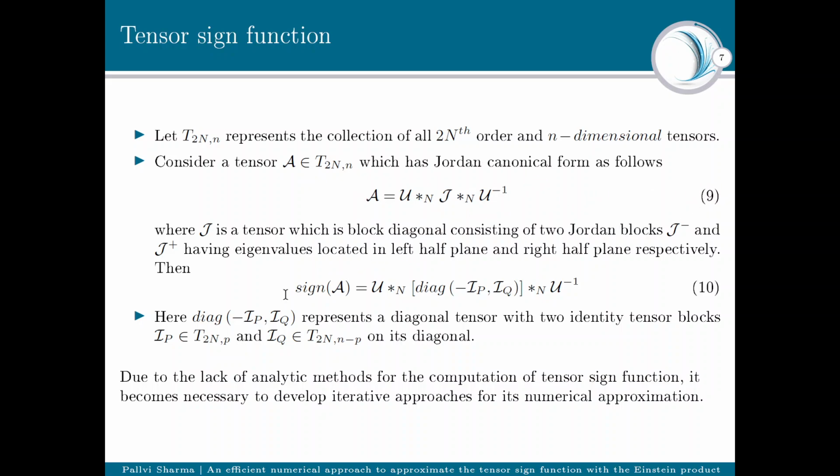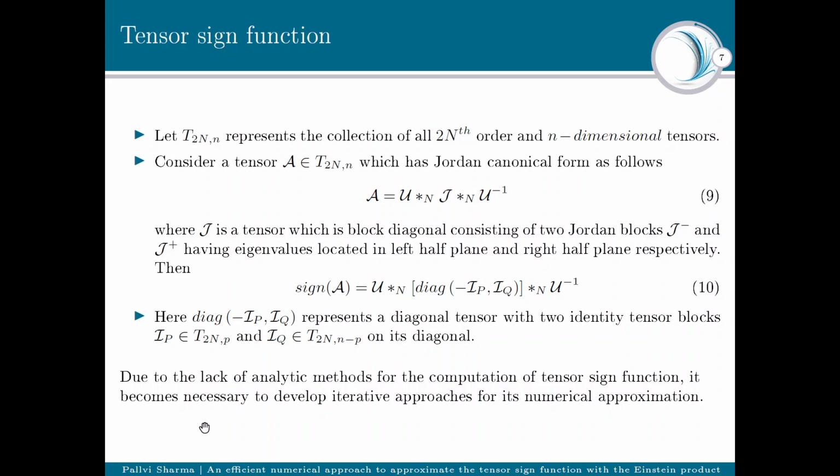then, just like with matrices, we split its Jordan blocks into two parts, one associated with the left half plane and the other associated with the right half plane. Then the sign of A can be defined by equation number 10. Here, the diagonal tensor represents minus I_P, comma I_Q. These are two identity tensor blocks.